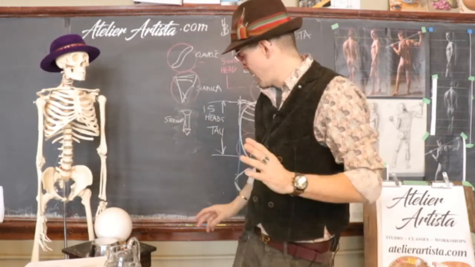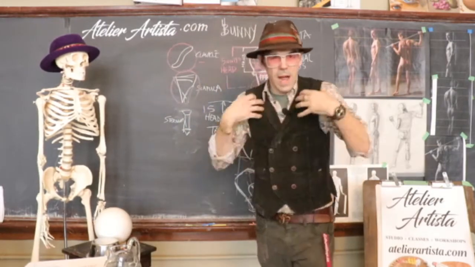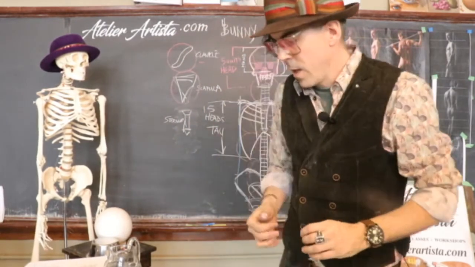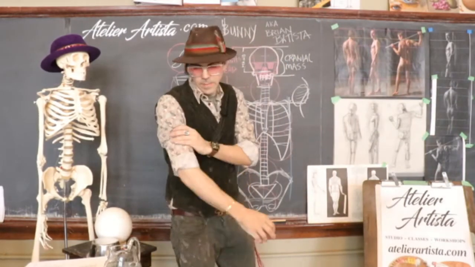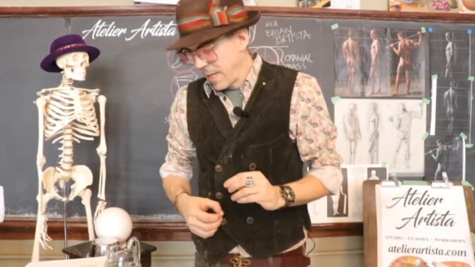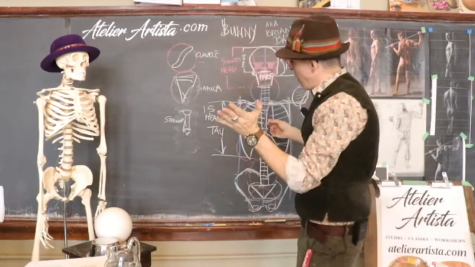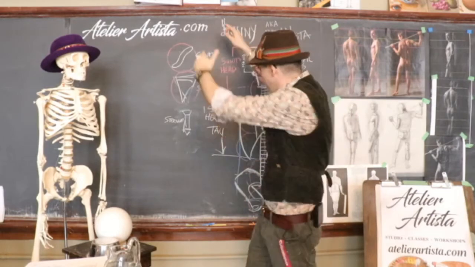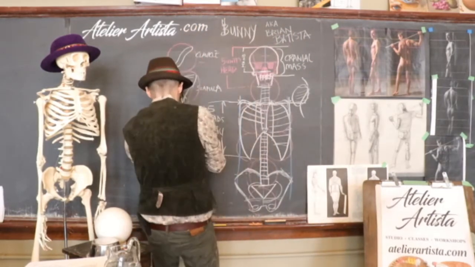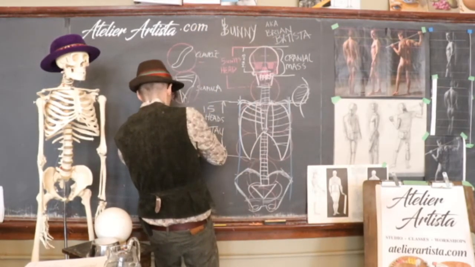All right, so let's go out a little bit. The pelvis is taller than a cranial mass. And let's look at, I'll put the hand in too. The hand is bigger than the cranial mass, so we're getting bigger, right, as we go down. I'll just trace my hand for now.